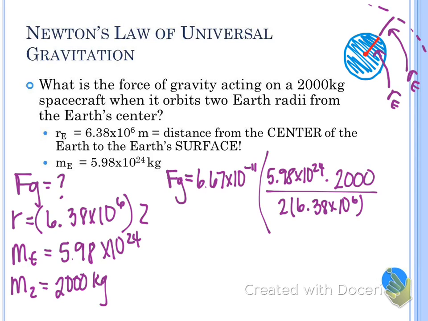On the bottom, we have to be really careful that we square that entire radius. So if we're going to multiply it by 2 in our equation, we need to multiply it by 2 first, then you square it. The whole radius distance needs to be squared.